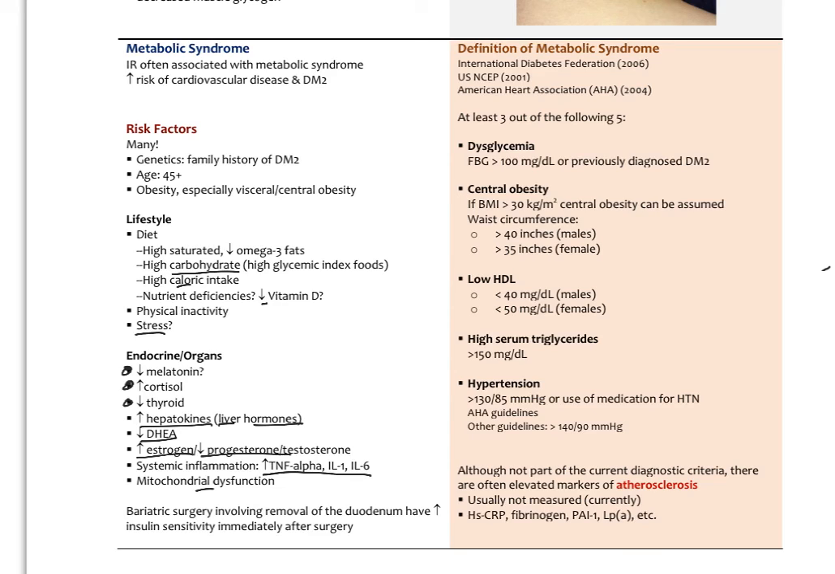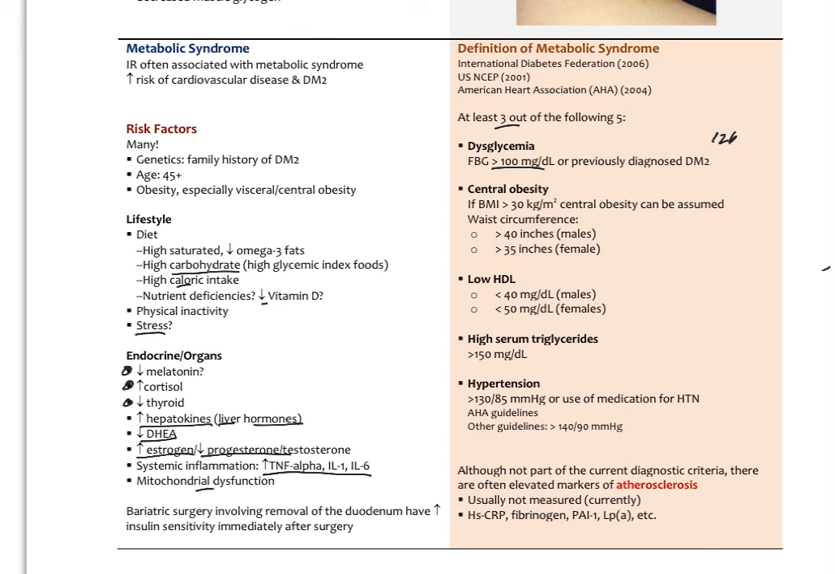The definition of metabolic syndrome, just so we know, there's several agencies who have defined this. So the International Diabetes Federation, the US NCEP, and American Heart Association basically all say that you need at least 3 out of the following 5 criteria. So dysglycemia, so fasting blood glucose over 100, or previously diagnosed type 2 diabetes. Remember, type 2 is equal to or over 126. So 100 to 125 is pre-diabetes.